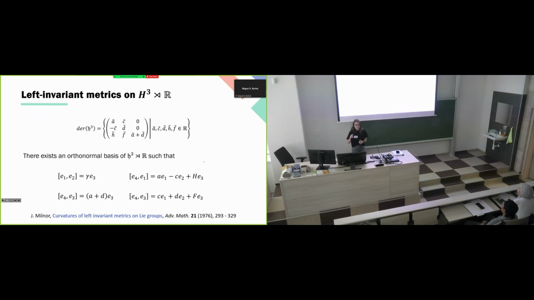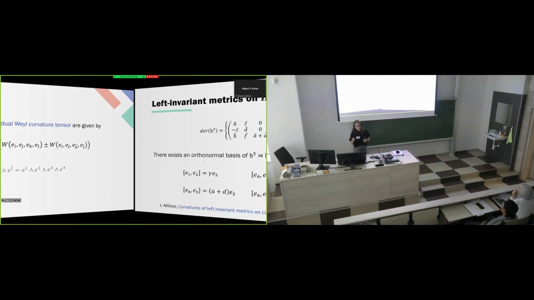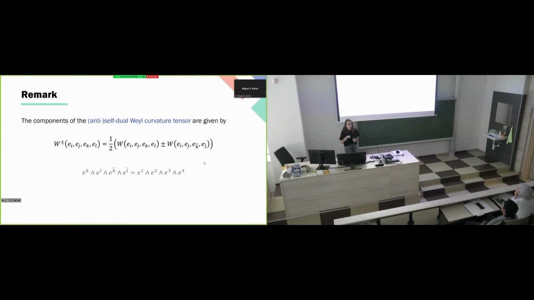Just a parenthesis here: since we are working with Lie groups, we restrict to the Lie algebras and we work with the 0-2 Weyl curvature tensor. So in order to compute the anti-self-dual and the self-dual Weyl curvatures, we use these expressions you can see here, where the e_i, the elements of the basis, satisfy these conditions you can see there.